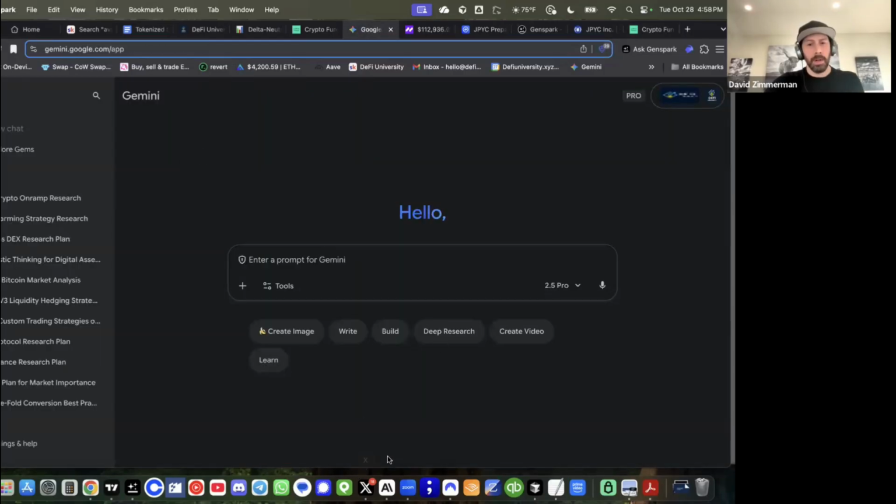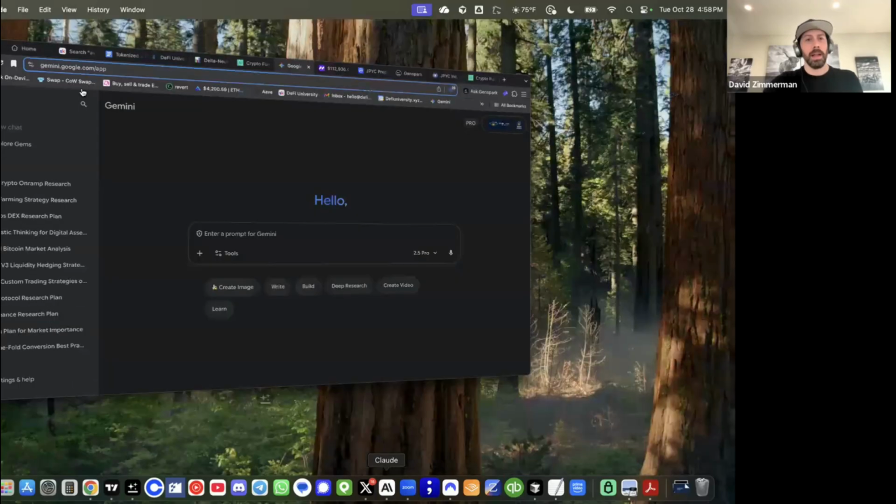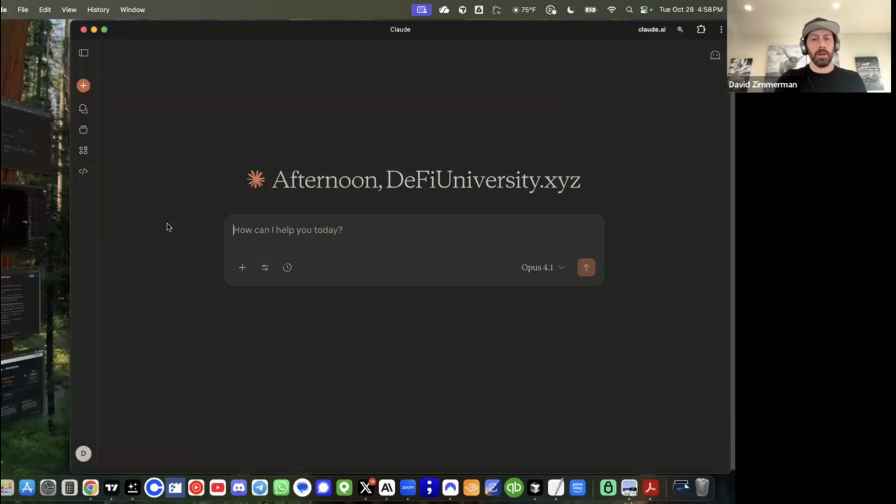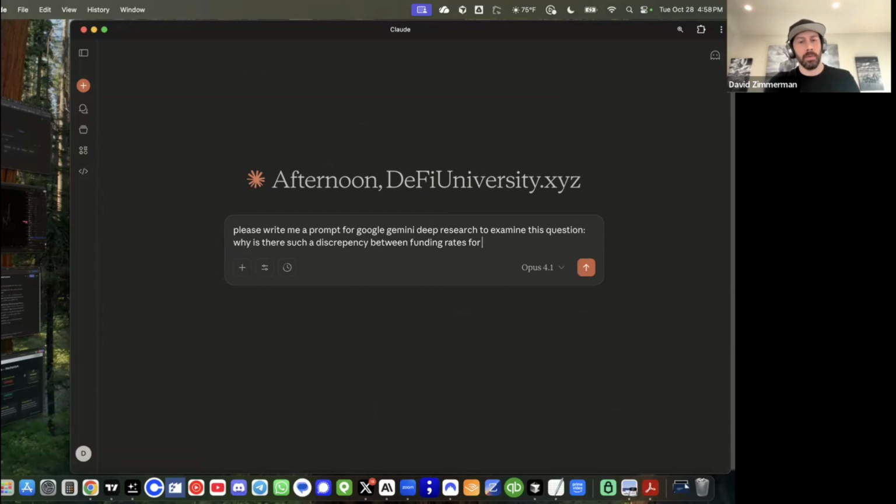So I'm going to hop on over here to Claude, and I'm going to ask Claude, and I'll publish this once I'm done with it after our call today. I'm going to say, please write me a prompt for Google Gemini Deep Research to examine this question: why is there such a discrepancy between funding rates for digital assets on perpetual futures decentralized exchanges?